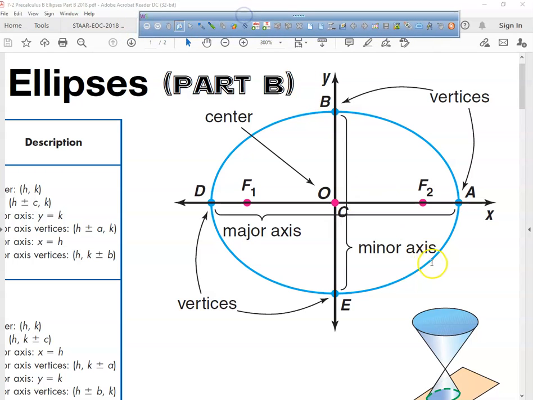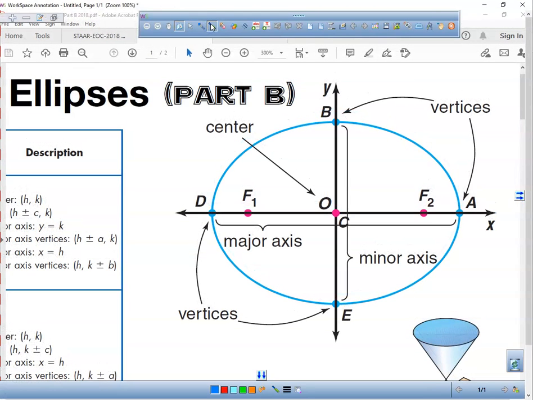We are going to be talking about ellipses today. What I'd like you to have in your journal is this picture right here. All right, we have two axes in an ellipse. We have what's called the major axis. So the major axis goes all the way across the ellipse. The minor axis also goes all the way across.